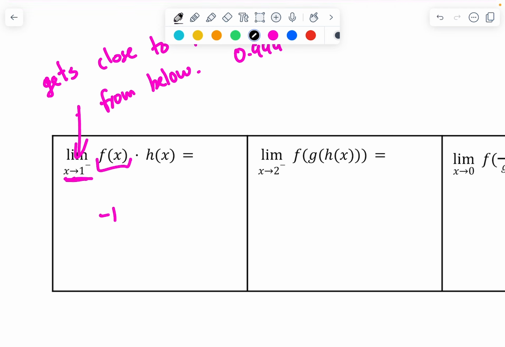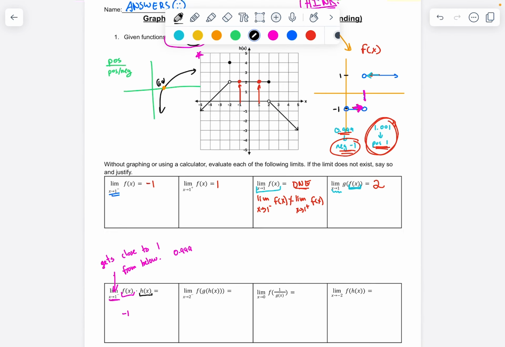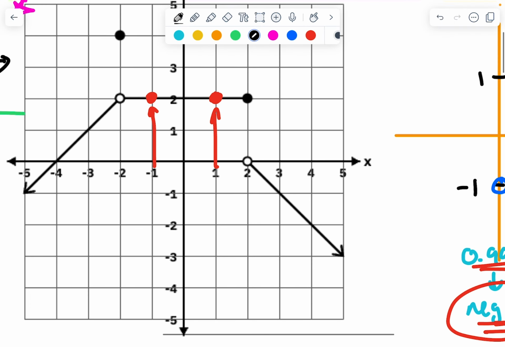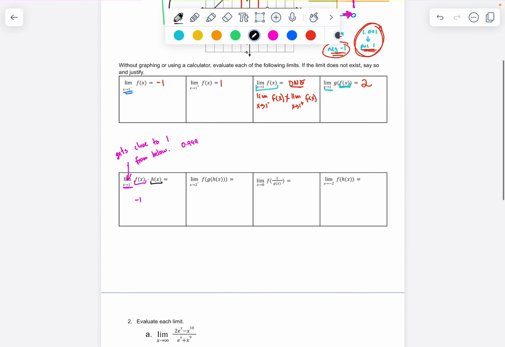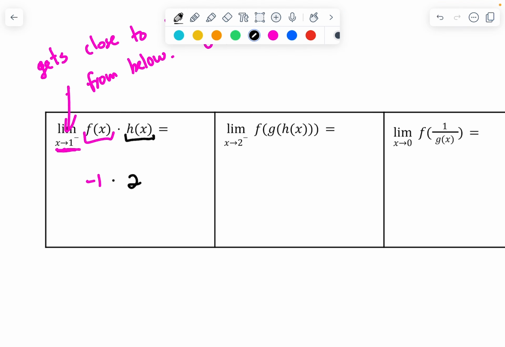Now we're going to look at what's happening to h of x as we get close to 1 from below. And getting close to 1 from below, well, we're just at 2 the whole time. So we get to say h of x is 2, or the limit is 2. And so now it's negative 1 times 2, and that is negative 2.